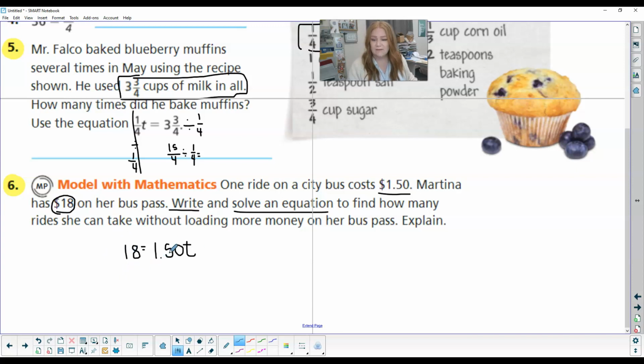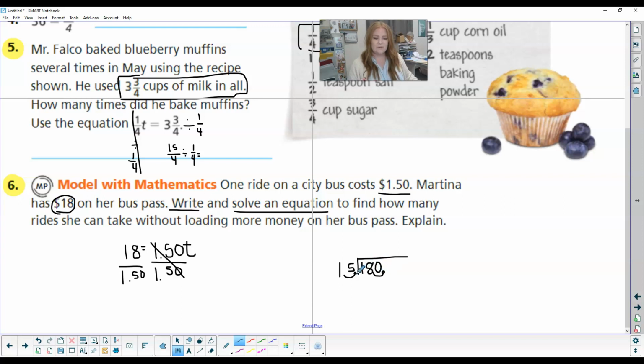So I have $1.50 times T. So I'm going to undo that by dividing, and I'm going to divide over here as well. So that cancels out, so I'm just left with T. And let's think about this. So we have 18, and we're dividing it by 1.5. So it's going to be a lot easier if I make everything 10 times bigger. So I'm going to divide by 15, but now I need to make this 10 times bigger so they're balanced.